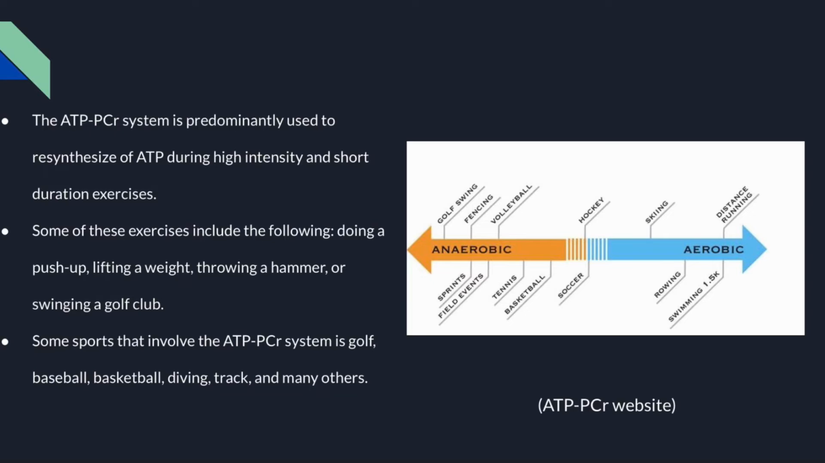I did post this little chart in this slide to showcase the other sports that involve more of an anaerobic approach than aerobic. So as you can see, basketball, tennis, volleyball, fencing, field events, those lean more towards the anaerobic side, so more toward the ATP-PCR and the glycolytic system. Soccer and hockey are more in the middle, but then you can see skiing, swimming, 1.5K, rowing, and distance running, not sprints, are more towards the aerobic, the endurance side of things.